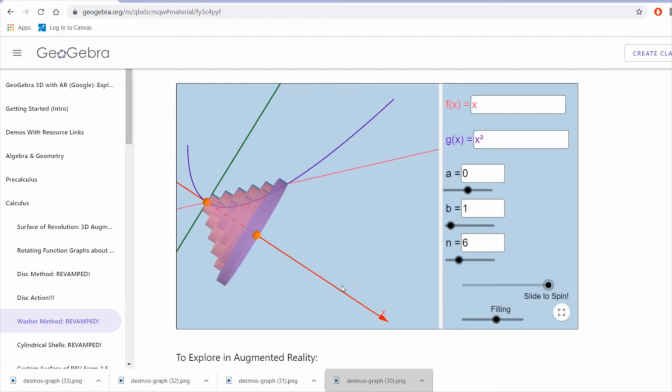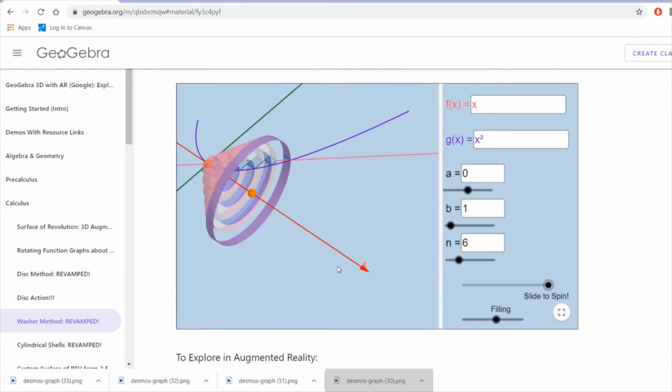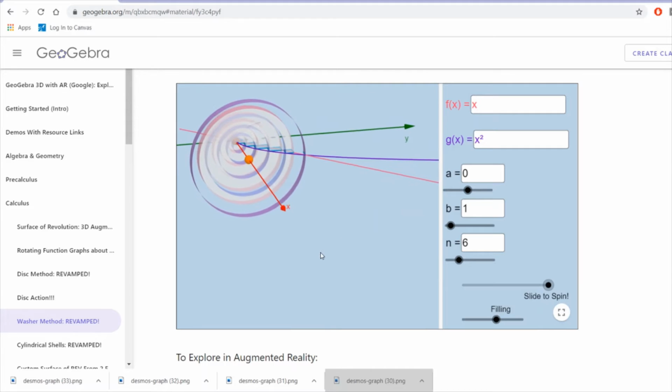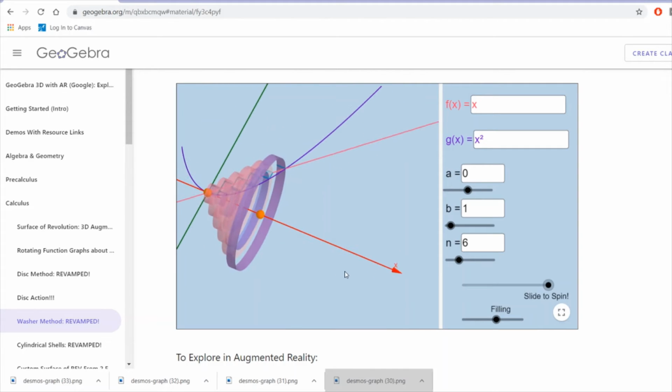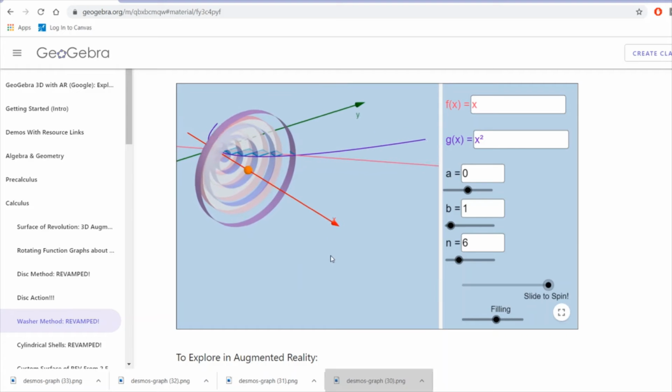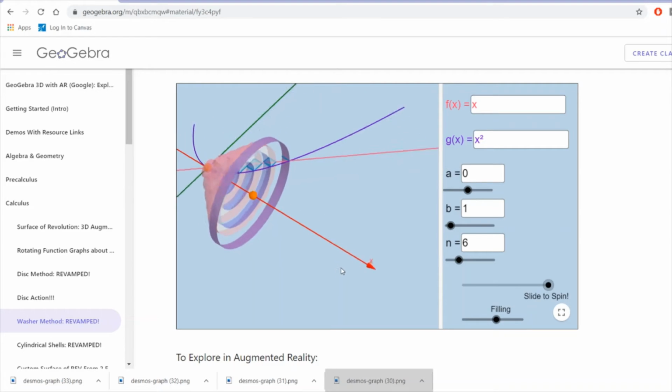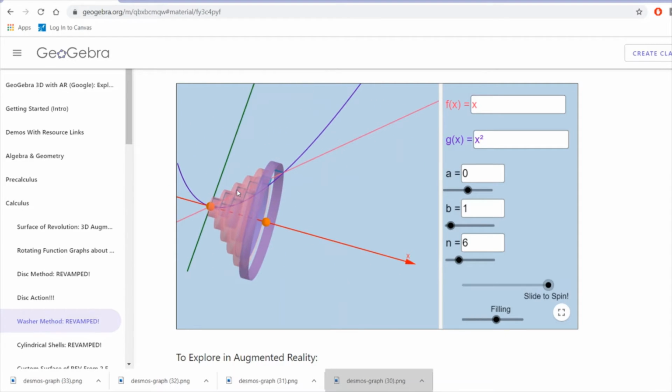And so now if we peek at it from this side, we can see that we have something that's kind of hollow in the middle. And each of these slices, rather than being a disc, are slices that have a circle on the outside and then another circle on the inside.